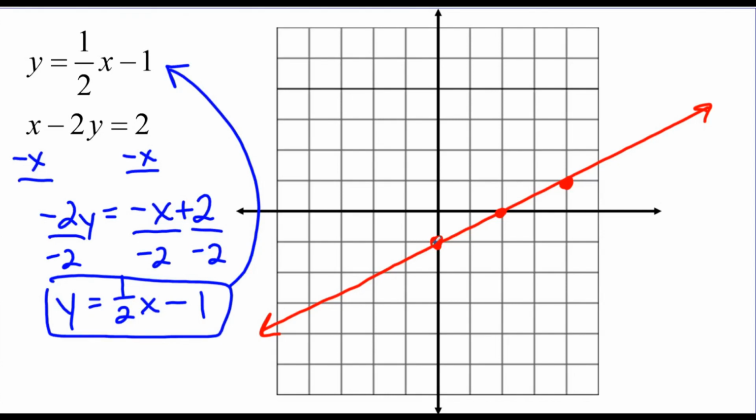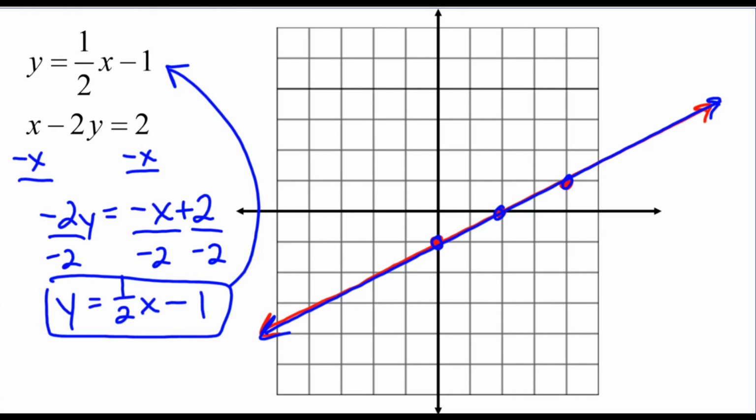So again, if I go to graph this, I'm going to basically come up with the exact same points, and it's going to be the exact same line. So where do these two lines cross? Well, the answer to that is everywhere. These lines cross at every single point.